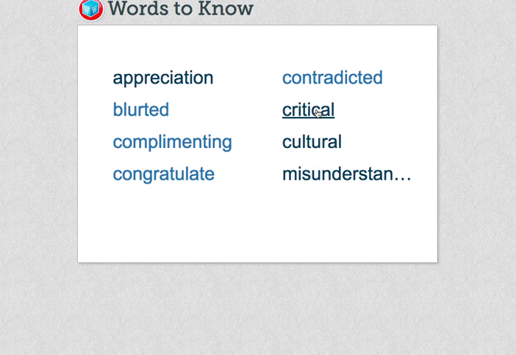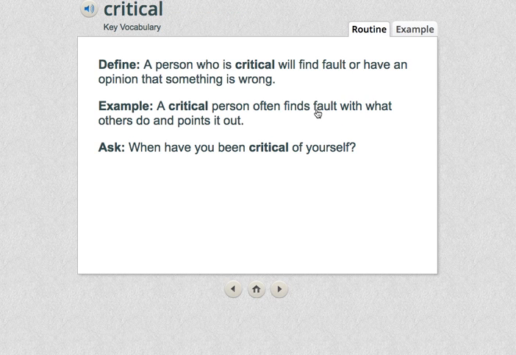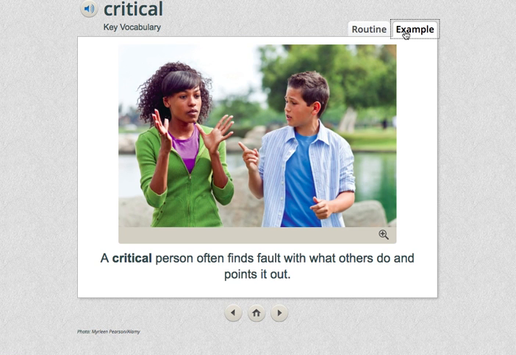Word number 6, critical. A person who is critical will find fault or have an opinion that something is wrong. For example, a critical person often finds fault with what others do and points it out. So always saying something bad about someone. So pointing out the bad things that they do instead of pointing out the good.